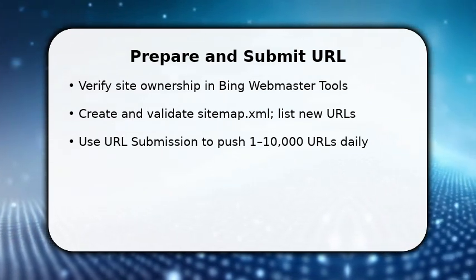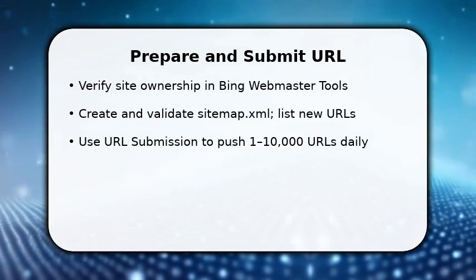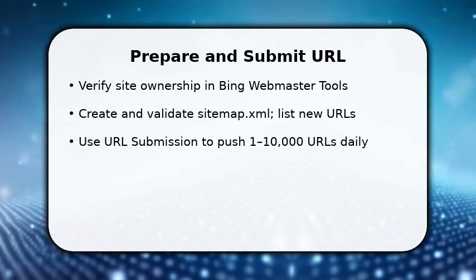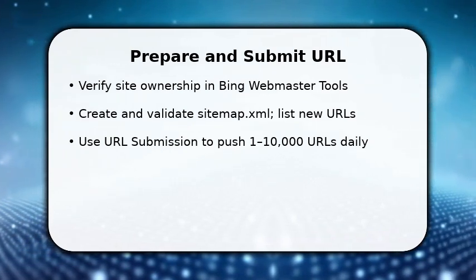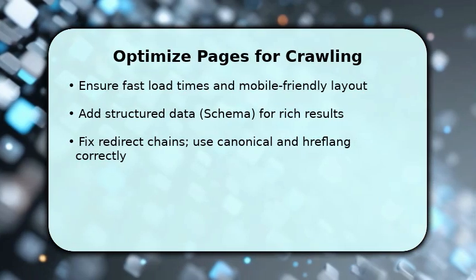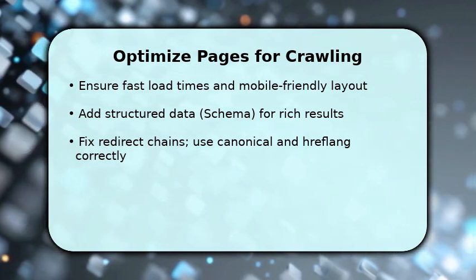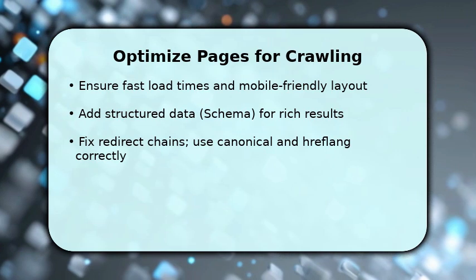Make sure pages return 200, aren't blocked by robots.txt, and include canonical tags so Bing indexes the correct version. Once URLs are submitted, optimize each page to increase indexing likelihood. You want fast load times and a responsive design because Bing prioritizes mobile-friendly content.